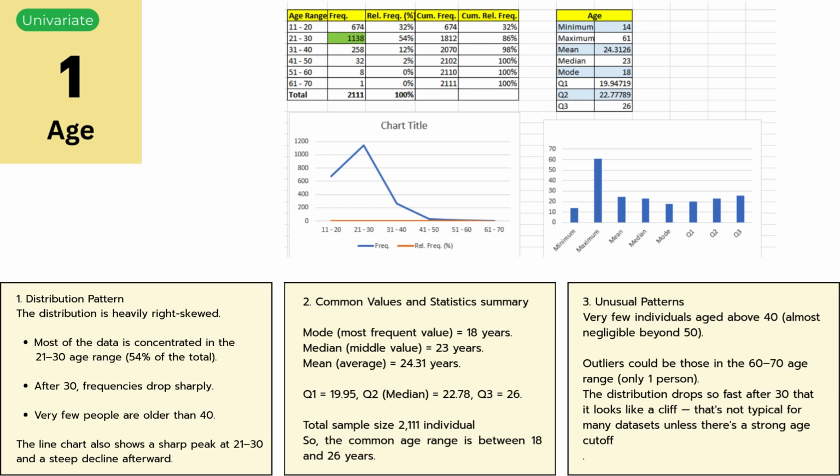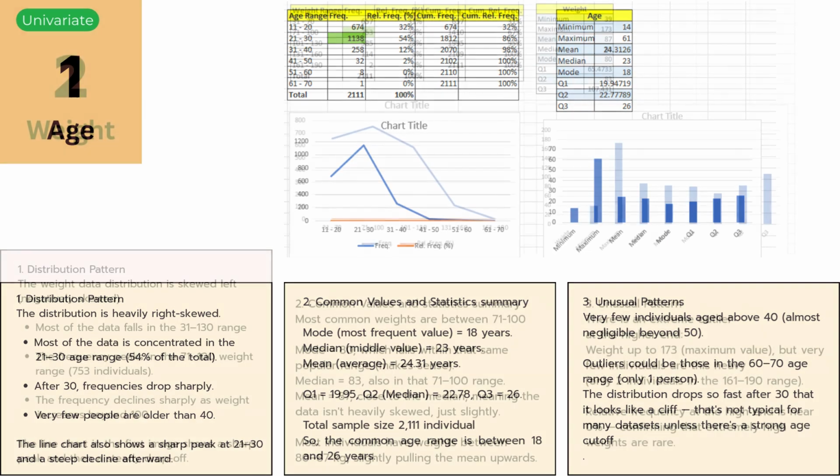As you can see, there is an unusual pattern: very few individuals are aged above 40, and it is almost negligible beyond 50. An outlier could be those in the 60 to 70 age range because it has only one person. The distribution drops so fast after 30 that it looks like a cliff. That's not typical for many datasets unless there are strong age cutoffs.